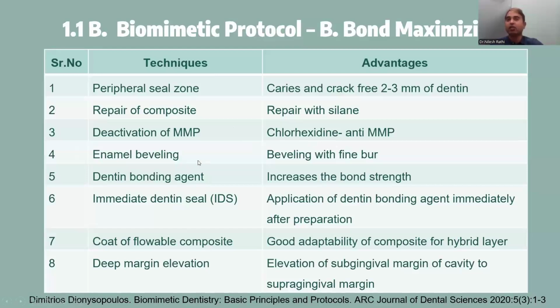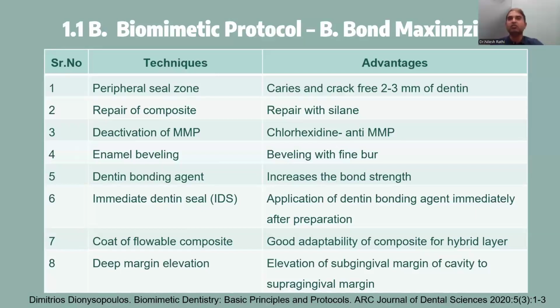Enamel beveling also helps us increase the bonding surface area of the composite restoration. Beveling with a fine bur at the enamel helps increase the life of the composite. The life of the composite is also increased when we use a dentin bonding agent, especially in cases of immediate dentin seal. Immediate dentin seal is an important concept which should be considered in cases of indirect restoration.